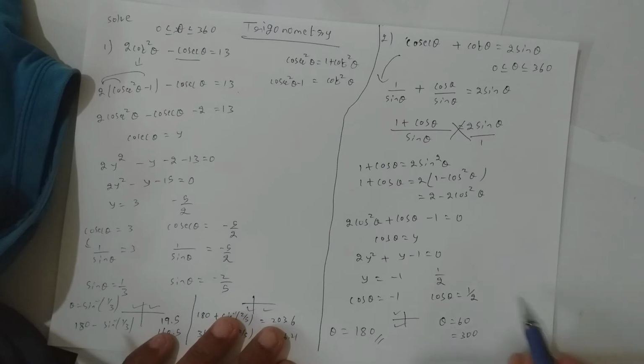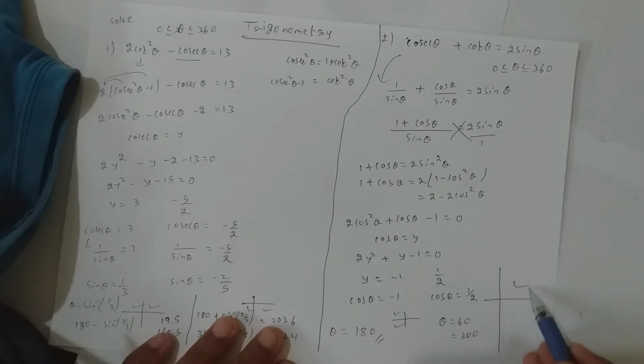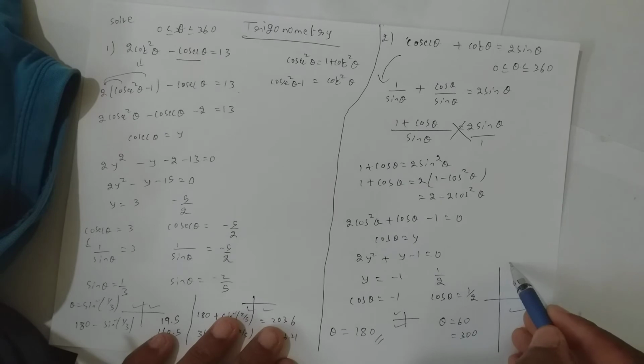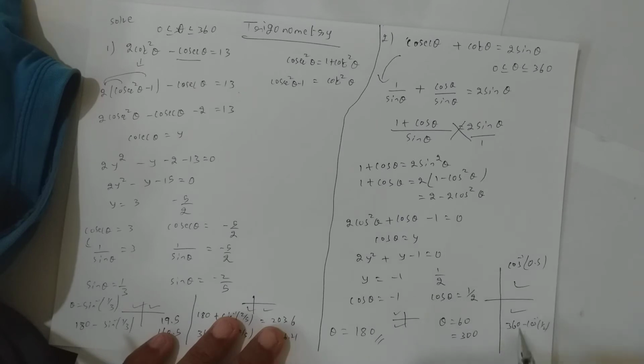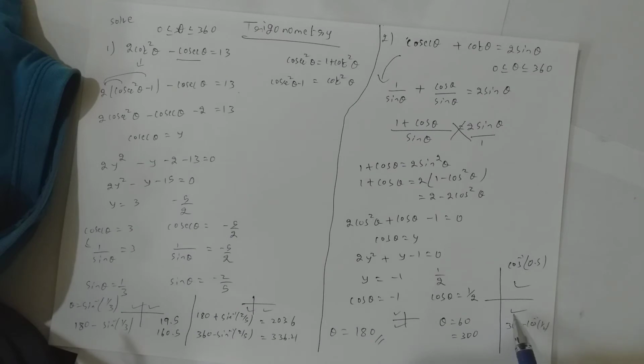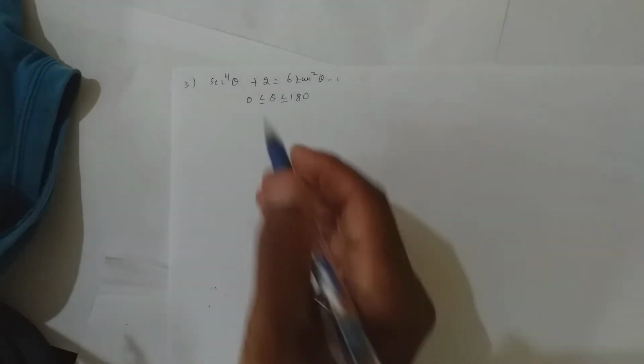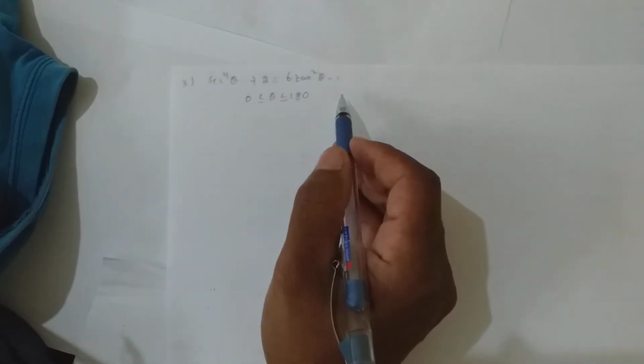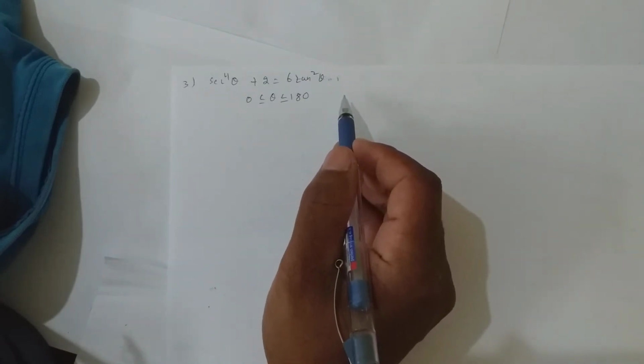Do I need to tell? Okay, let us tell. Where all is cos positive, first and fourth. First quadrant, directly it is cos inverse half. Fourth quadrant, 360 minus cos inverse half. So you get this. If any doubt, I suggest you to see trigonometric AS level to find the angles. Now look at next sum. Secant power 4 theta plus 2 equal to 6 tan square theta.